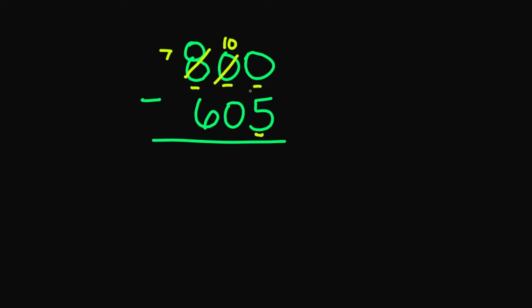But when I analyze my problem, I'm still stuck right here in the ones place. I still don't have enough. So I'm going to continue borrowing. I'm going to borrow again from the tens place. This 10 will now become a 9. This 0 in the ones place will now become a 10. So you have 10 minus 5, this is 5. 9 minus 0 is 9. And then you have 7 minus 6, that's going to give you 1. So your final answer is 195.